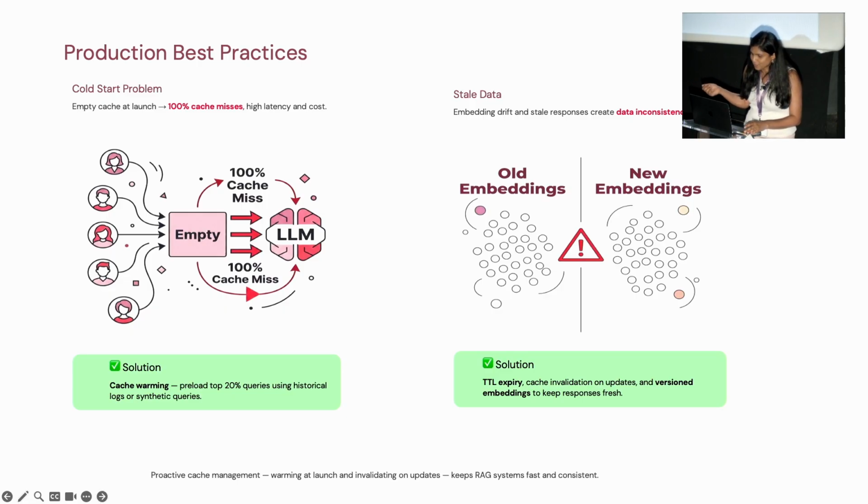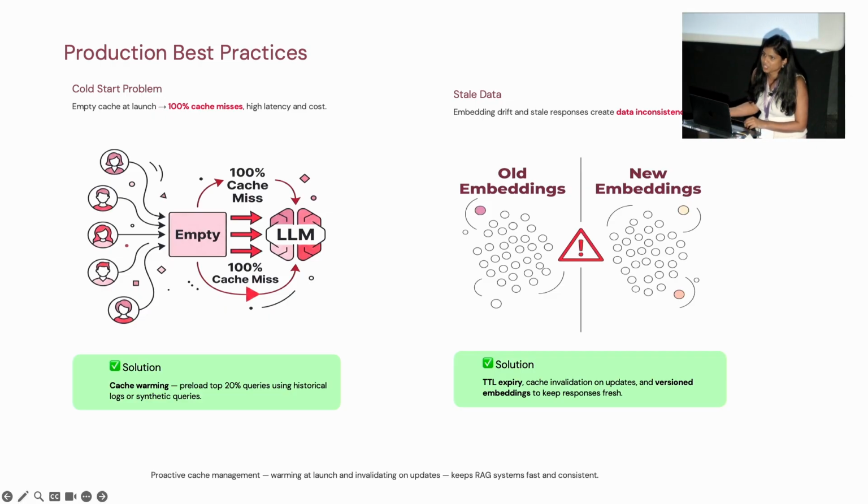Cache warming is basically we pre-populate the cache with common queries, either from historical logs or domain knowledge. So instead of starting from zero, we start with useful coverage on the queries that most users ask for.